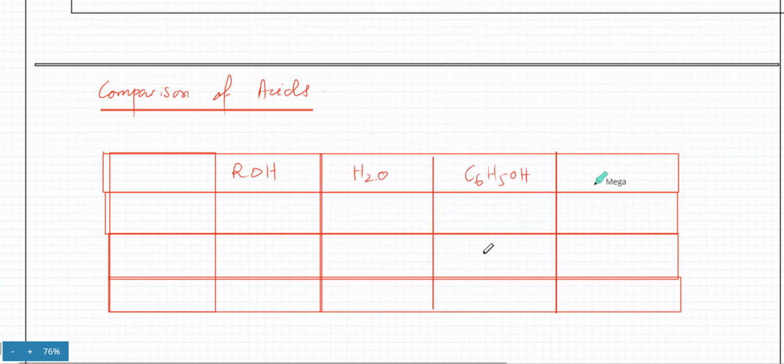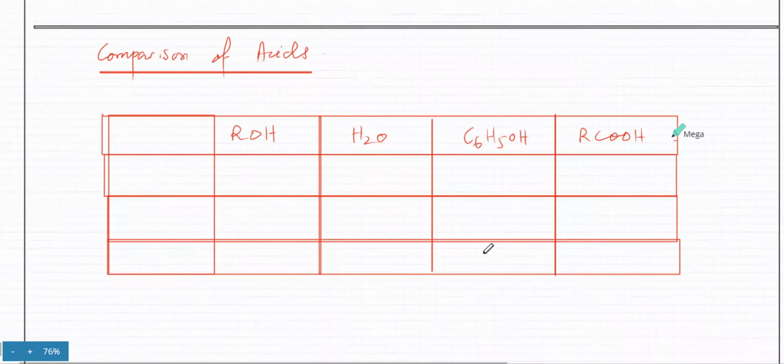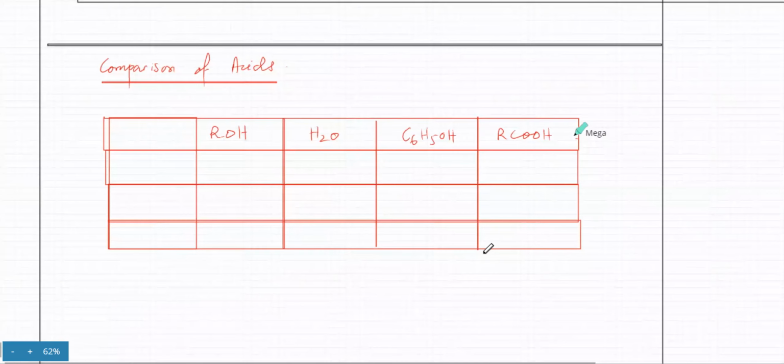So it's going to be RCOOH. So we'll be comparing, water is just for reference. We'll be comparing all of these, and we'll compare their strength as acids. The first one is alcohol, sodium. They all react with sodium. Alcohols have a very slow reaction with sodium, but all of them react with sodium metal.